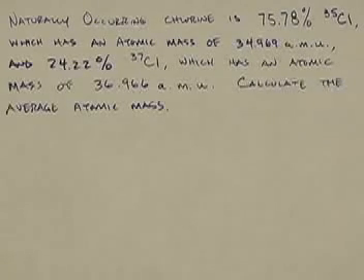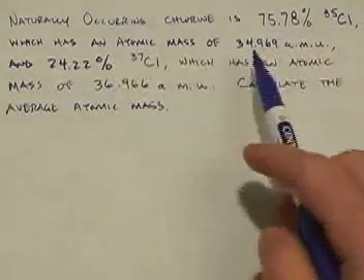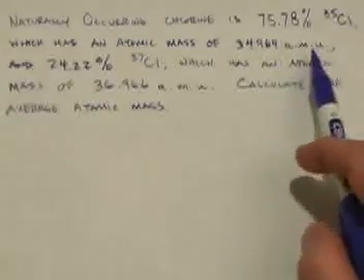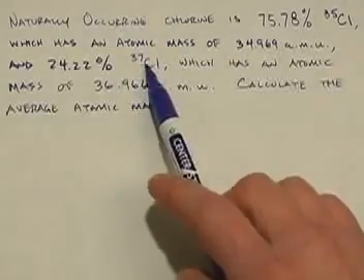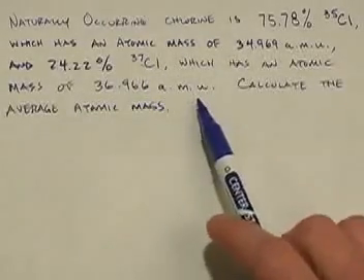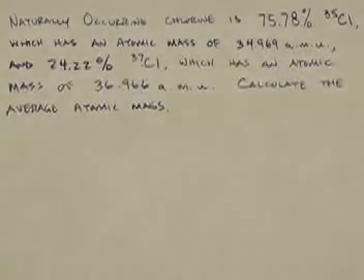Naturally occurring chlorine is 75.78% chlorine-35, which has an atomic mass of 34.969 AMUs, atomic mass units, and 24.22% chlorine-37, which has an atomic mass of 36.966 AMUs. Calculate the average atomic mass.